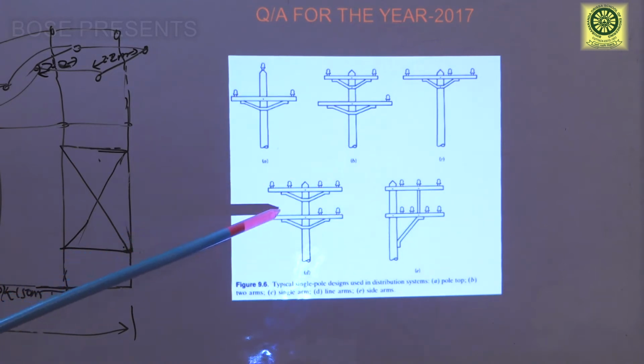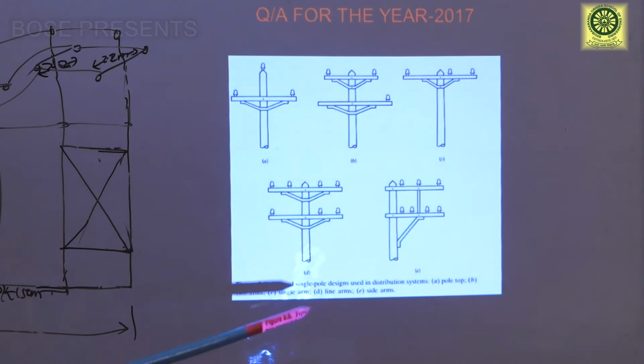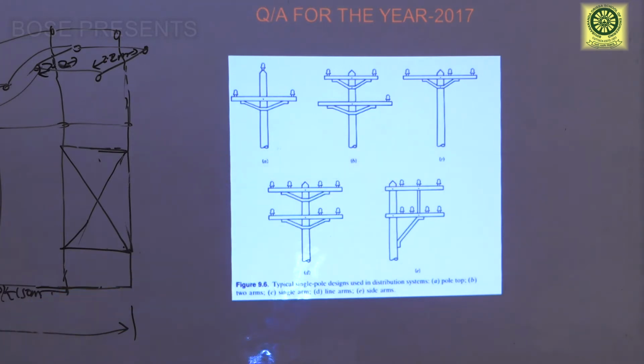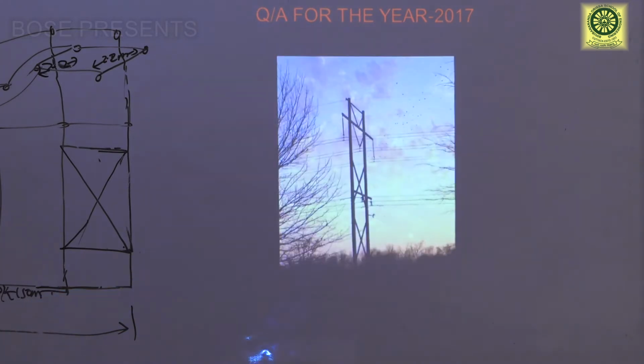These are the different types of cross arms. We can use single arm, line arm, side arm. This is the side arm. And this is the H-pole structure, and the cross arm is slightly longer than in the single pole structure.